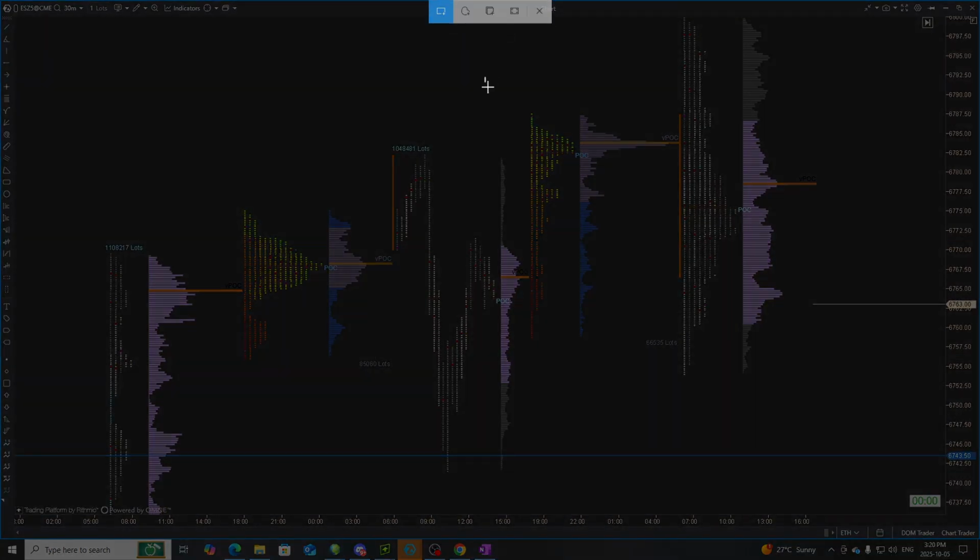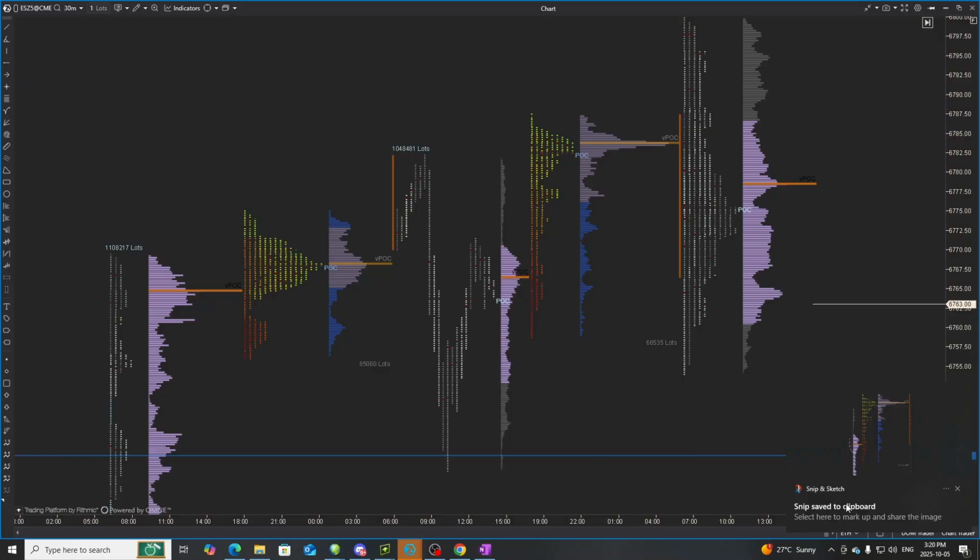So I call this profile a Christmas tree profile. Okay. This is before 6 o'clock or 6:30. You can see this. The volume was built over here. This has a similar shape to a Christmas tree, not perfect. It built volume over here, and we got a tail over here.